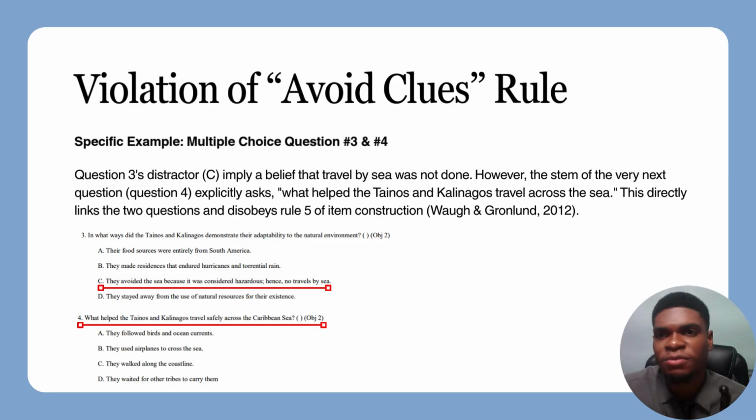But now that we've seen the avoiding clues rule, Ms. Scott is going to walk us through the final technical violation seen in Section A, and then analyze the remaining sections of item quality and guidelines for item construction.